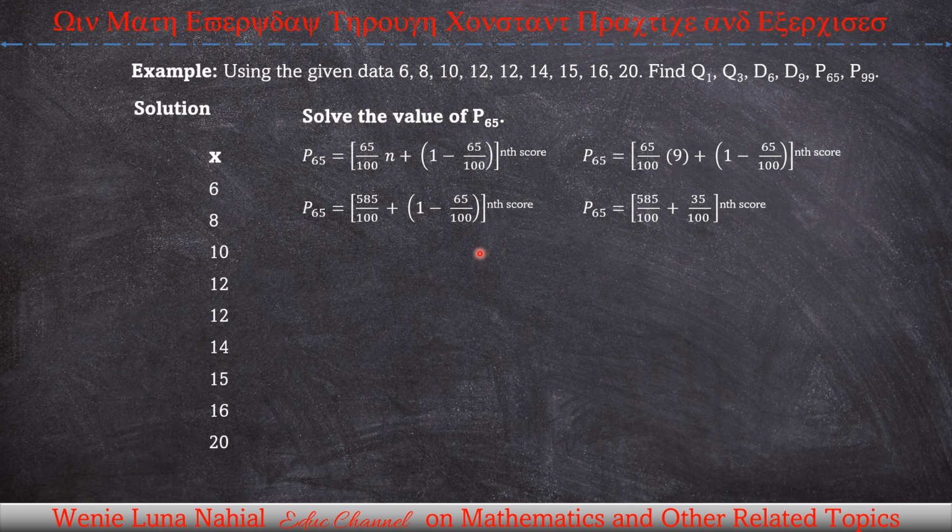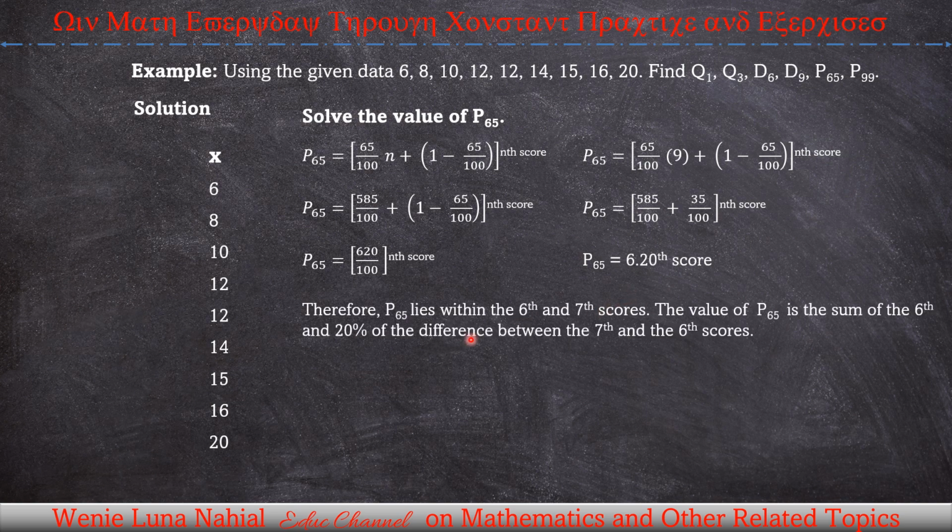So we get here 1 minus 65 over 100. You can write 1 as 100 over 100. Then 100 minus 65, that is equal to 35. Then 65 times n, which is 9, you get 585. So that is the 6.2 score.